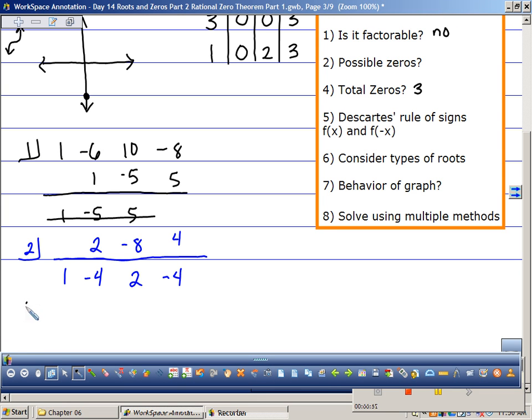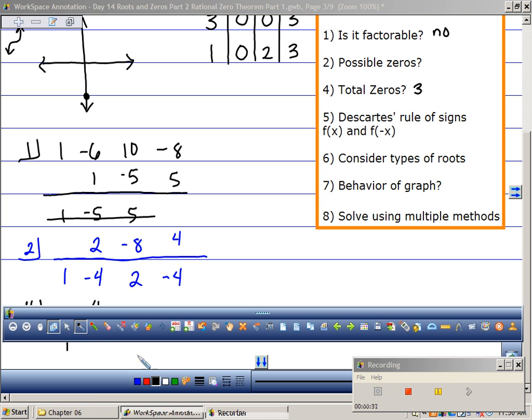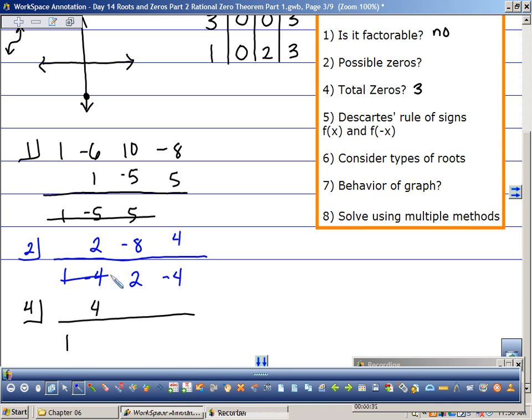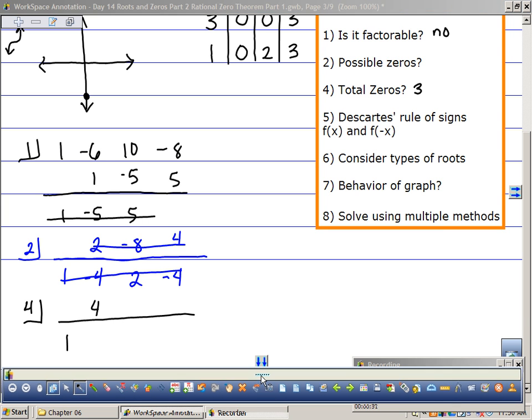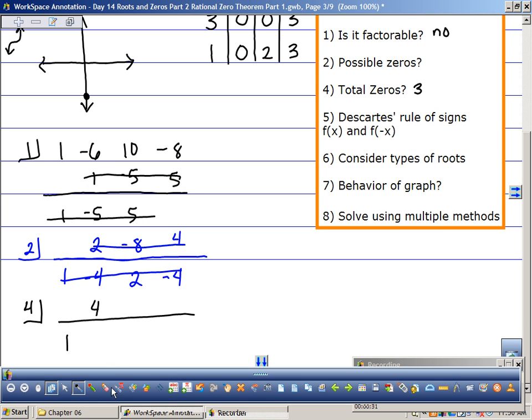Now I'm going to try 4. Bring down the 1. 1 times 4 is 4. We should probably cross this off so I don't get all mixed up. Done with this and this. Right? Does that help? Done with this? Alright, so I bring down the 1.